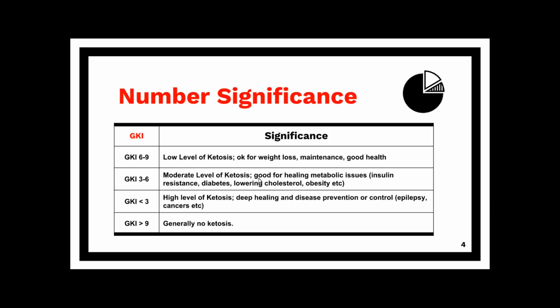A GKI of less than 3 is a high level of ketosis, and you'll notice that the numbers keep going down further. The lower the number is, the deeper the benefits that can come. Less than 3 is for deep healing and disease prevention or control, like epilepsy. They do suggest that some cancers can be prevented. However, I have not seen a convincing study to say completely yes or no, but there are studies being conducted and they look hopeful anyways.